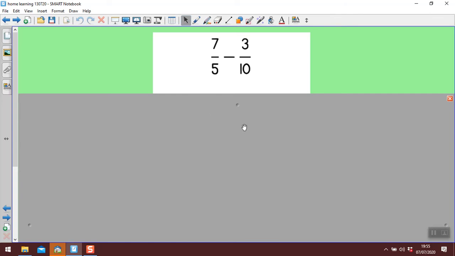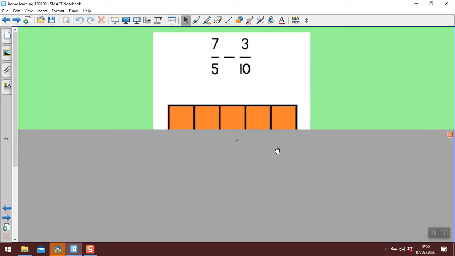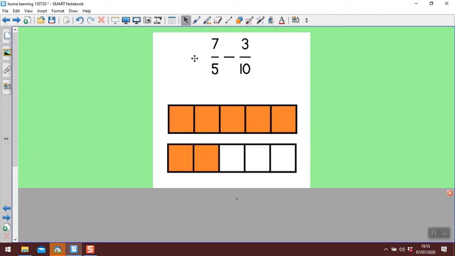Okay, so we could use a bar model. Let's have a look at a bar model to start with. I know that 5/5 equals 1 whole one. So I know that 7/5 is greater than 1 whole one, so I need to draw a second bar. So I've got 7/5 coloured in. How would I take away 3/10 when my bar is split into fifths?